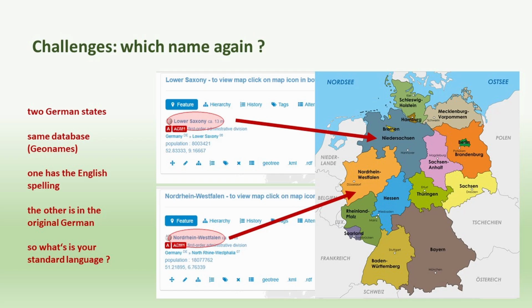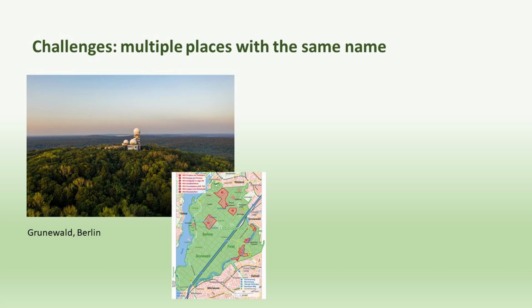And so these kinds of problems can and will turn up, and you need, perhaps fairly early on in the process, to decide what your standard language is. Are you going to give things in the local language, or in, as it were, the standard international language, in this case, English? And of course, a perennial problem and standard problem is places have the same name.